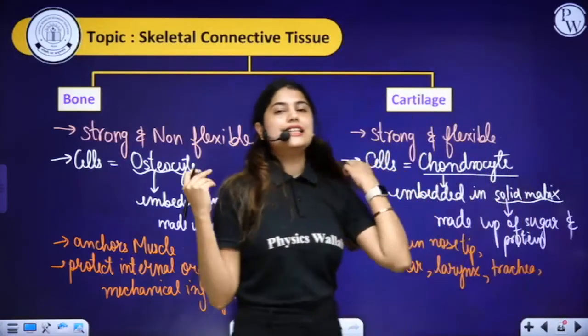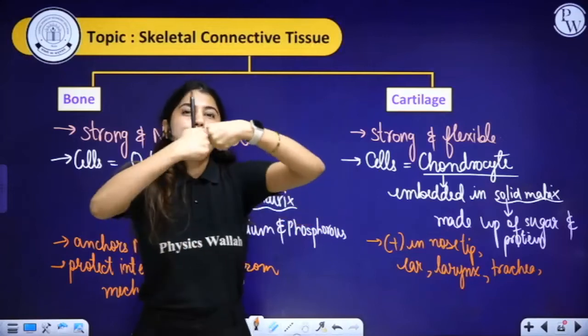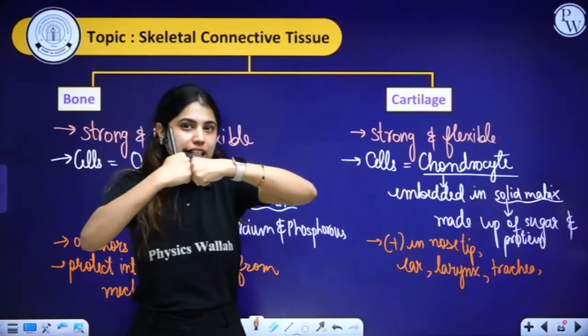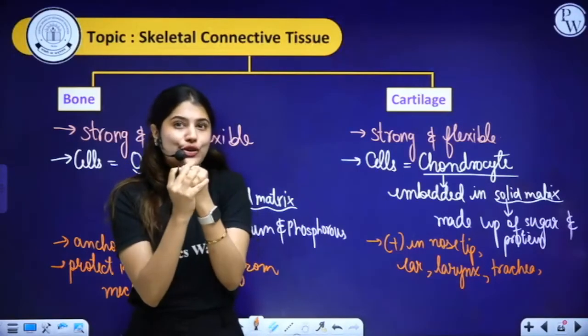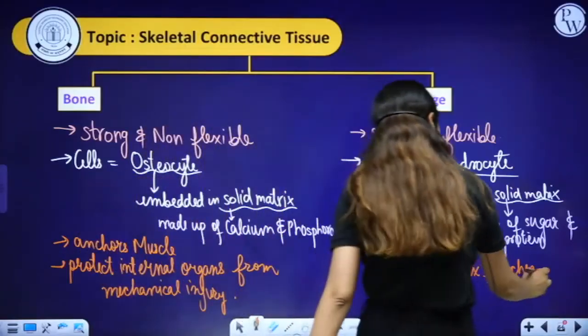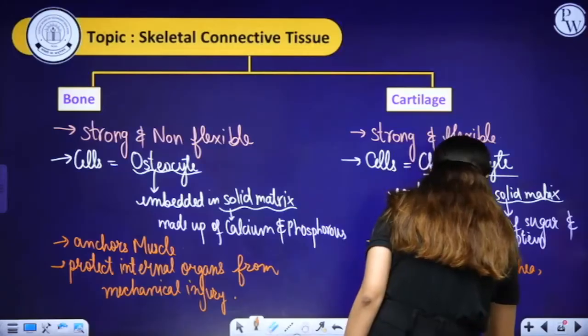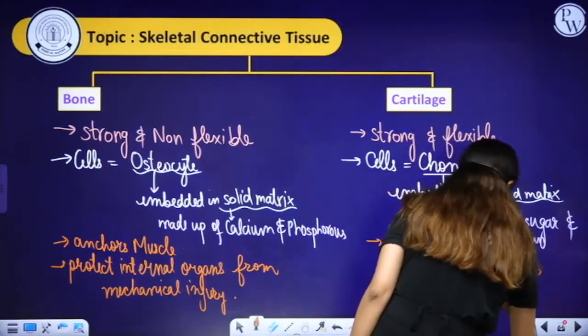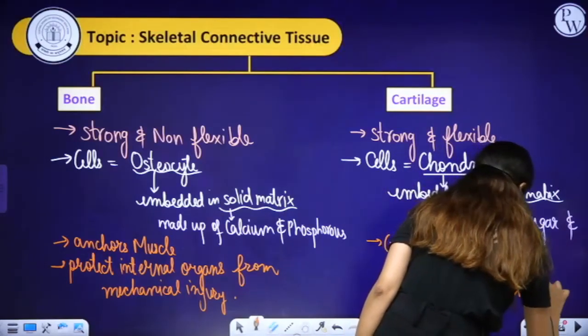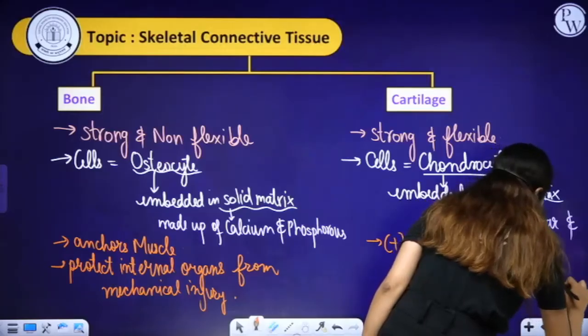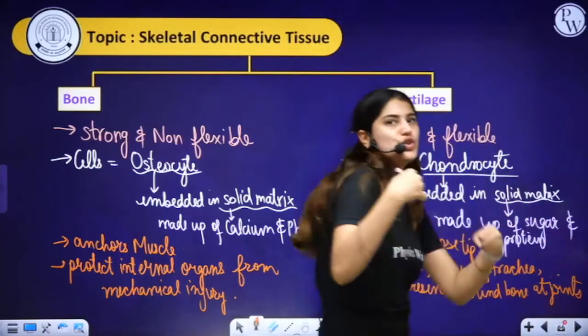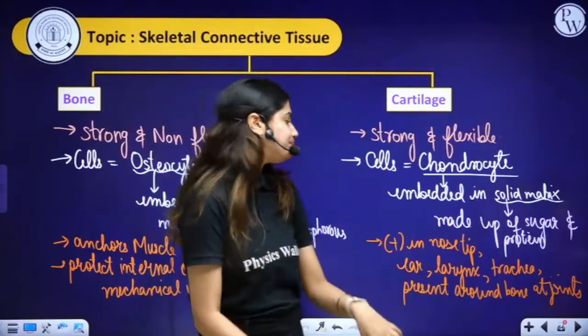Also, it is present around the bones and protects from the wear and tear. So, it is acting like a soft cushion around the bones, right? Present around bones at the joints. What is joint? Where the two bones meet, right? It will be present around it.